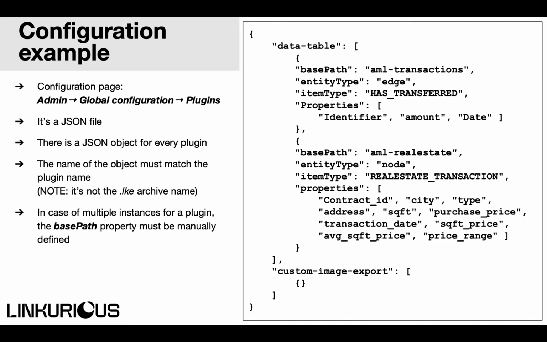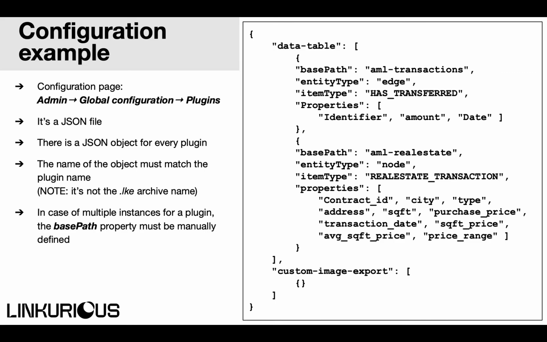The second plugin is called custom image export, and even in this case we have an object. More specifically, what we have for the first plugin is not a simple object, but an array of objects. In fact, with this configuration file, we are declaring two different data table plugins. The first data table plugin has a base path called AML transaction, and the second one a base path called AML real estate. When you need to declare multiple instances of the same plugin, this parameter is mandatory because it will represent the base path of the plugin when calling the plugin in the user interface.